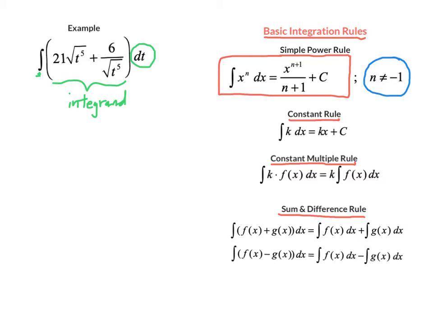So as we go to do the problem, we have to understand that I don't want the radicals there, and I have to remember that the square root of t to the 5th is t to the 5/2 power. So this is 21t to the 5/2.